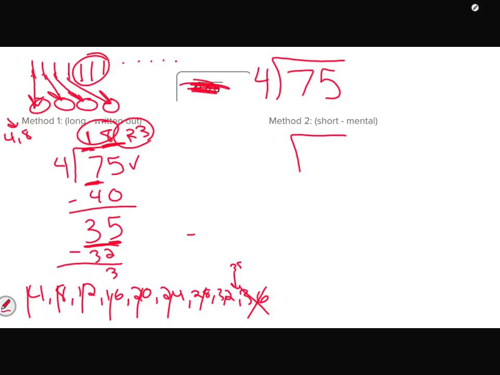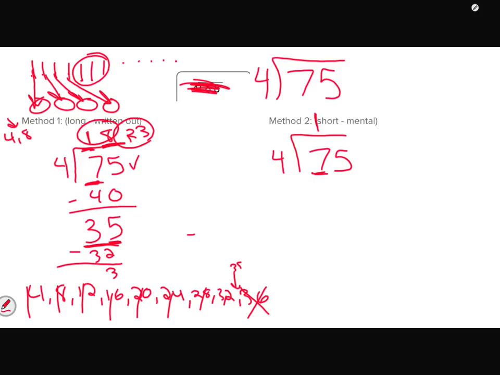So keep this long way, and now on the other side of your paper, we're going to do the same problem, but we're going to do it more of a short mental way. Okay? So, in my head, I'm doing the same thing. I have 7 tens, and I'm trying to put them into 4 different groups. 4 times what gets me really close to 7? Well, 4 times 1 is 4. 4 times 2 is 8. So I can't do the 8, so I'm going to have to give one group of that.